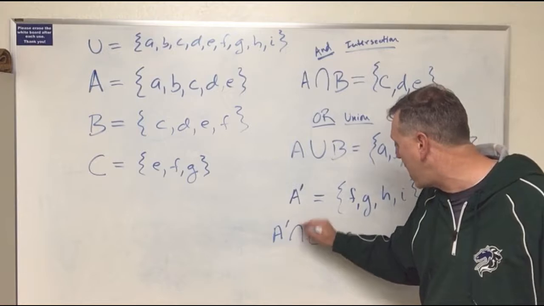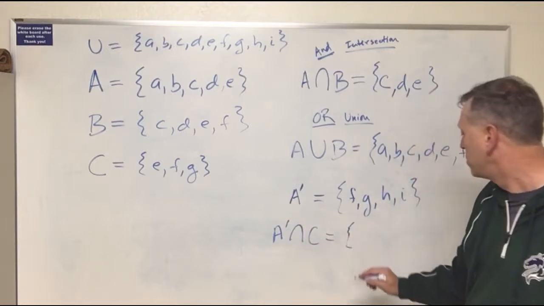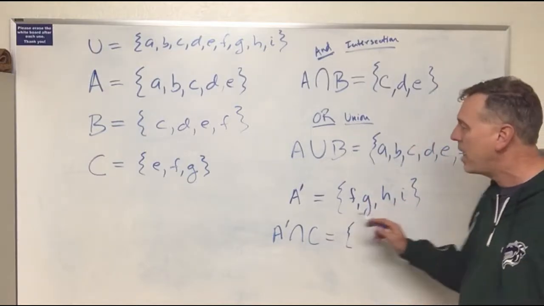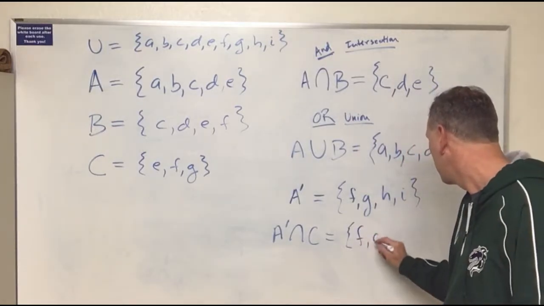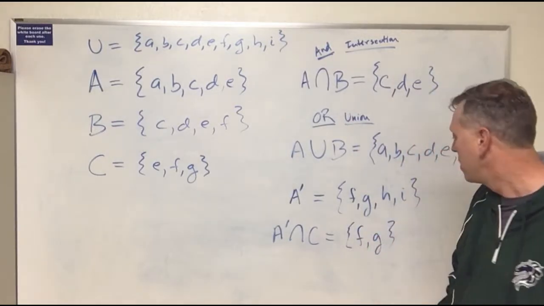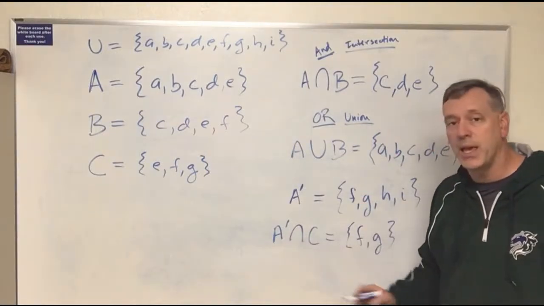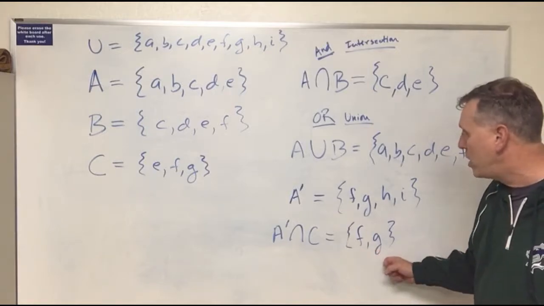Because this is the word and, it has to be in both, that and that. So if we look in C, and we say, which of F, G, H, and I occurs in C? The answer is F and G. And so there we have the answer to A prime intersect C. A prime intersect C is F and G.